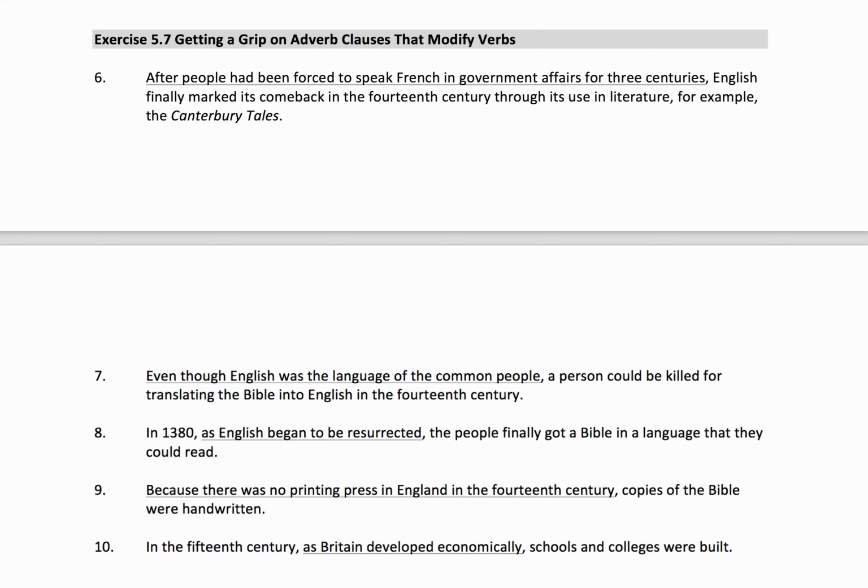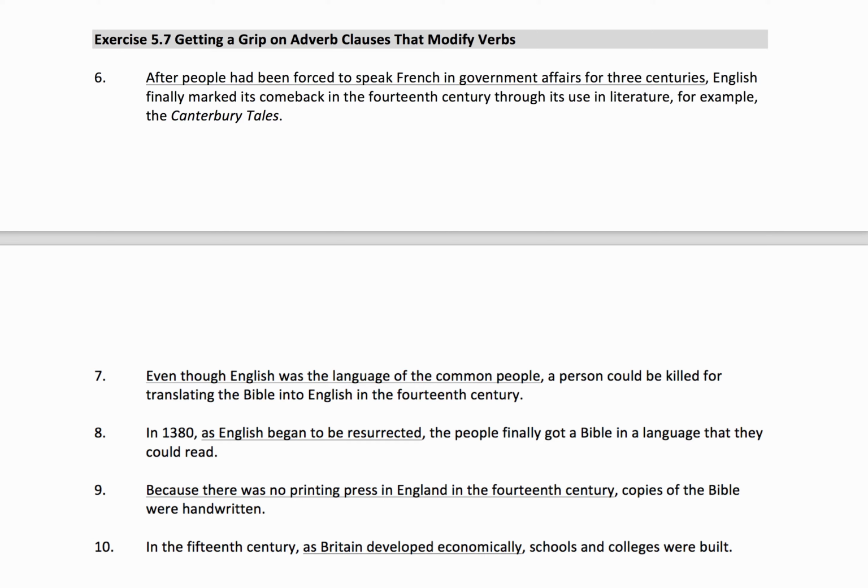So we can see in number 6 that we have the dependent clause after people have been forced to speak French in government affairs for 3 centuries. So notice we have the subordinate conjunction after, then we have the subject of this clause, people, and the verb of this clause, had been. So remember, we said that adjective clauses begin with relative pronouns like which and whose, while adverb clauses begin with subordinate conjunctions. So that's a key distinction to keep in mind between adverb and adjective clauses.